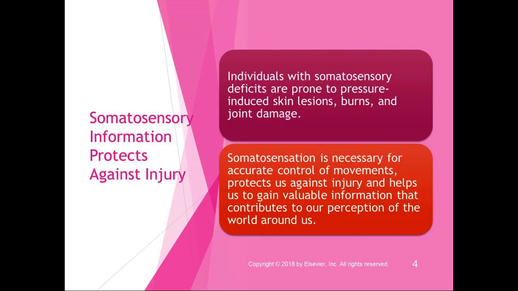So people who don't have the proper somatosensory information coming in are prone to pressure-induced skin lesions, burns, and joint damage. So the somatosensory information that we're getting from the periphery is protecting us from the world out there. Somatosensation is necessary for accurate control of movements because we have that conscious proprioception that's telling us where we are in space and allowing us to make corrections. It protects us against injury, and it helps us to gain valuable information that contributes to our perception of the world around us. So super important information coming in through the somatosensory tracts.